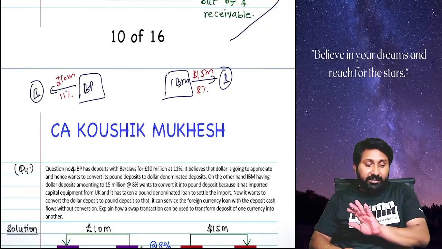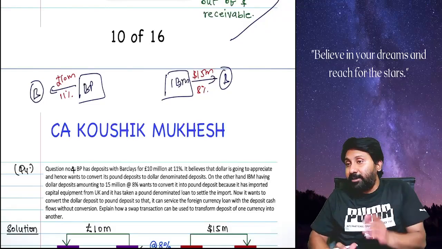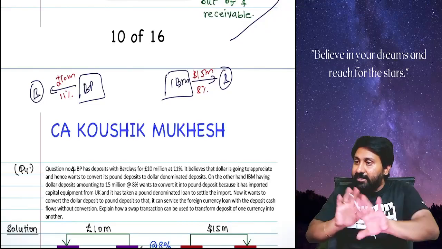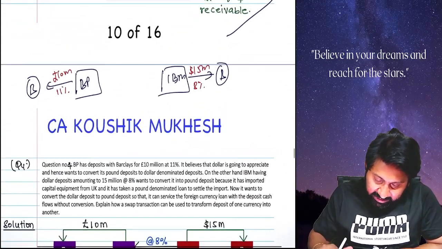But we don't want receipt in pound. BP doesn't want receipt in pound. IBM doesn't want receipt in dollars. How can they exchange in the swap market? Okay, exchange in the swap market. How do they exchange? Let us see.